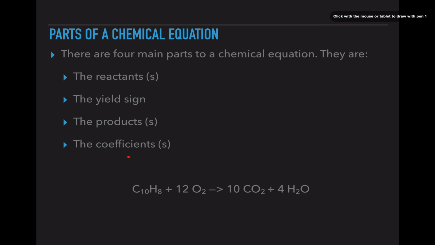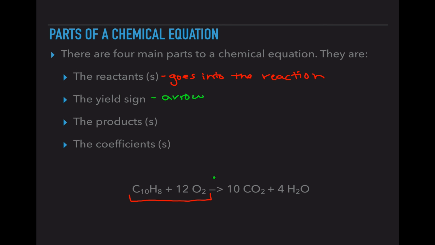The first thing is the reactant. This is the stuff that goes into the equation. And that is actually everything on the left-hand side of the arrow. The second thing is the yield sign. This is just simply the arrow, and that's right here. So if you were to say this example, you would say C10H8 plus 12O2 yields 10 carbon dioxides and 4 water.